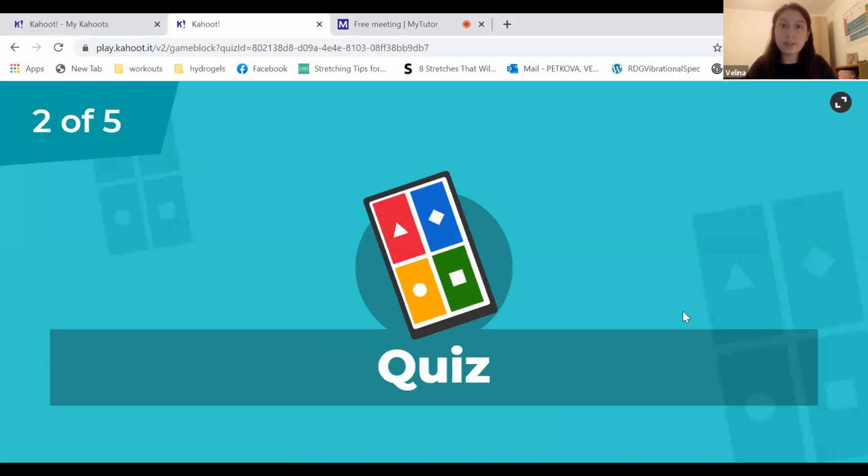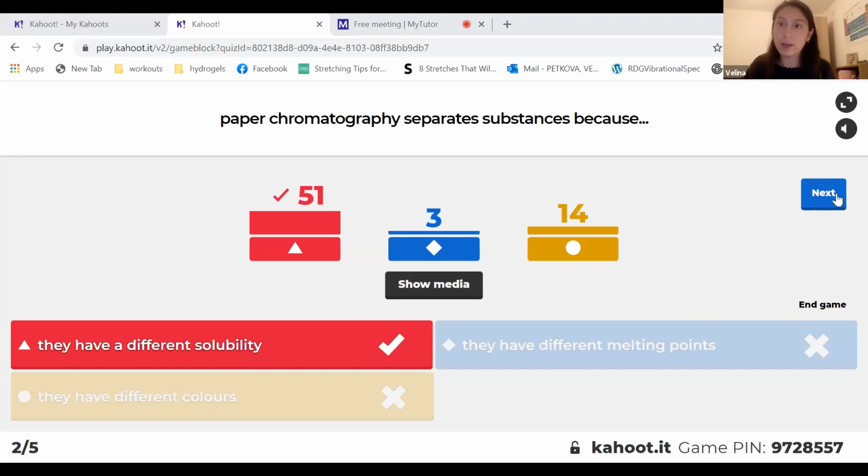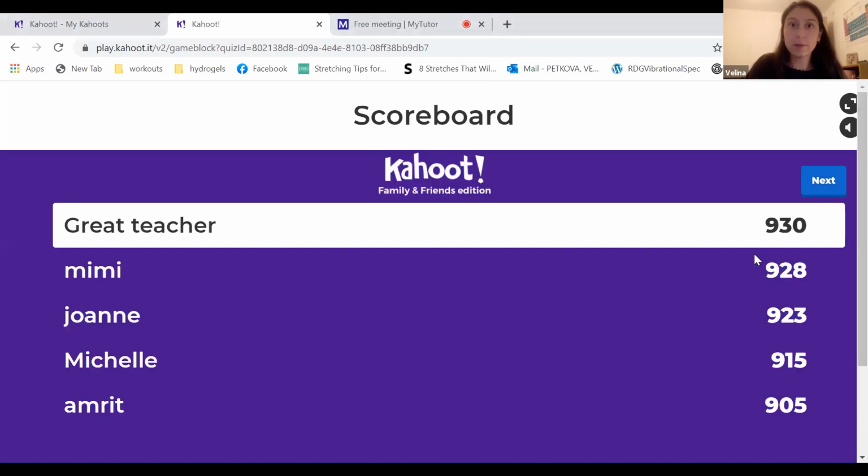Paper chromatography separates substances because they have a different solubility, they have a different melting point, or they have different colors. Okay, well done. Yeah, so it's not that they have different melting points, because that's not how we separate them, and it's not that they have different colors. Obviously, when we're separating inks, a lot of the substances do have different colors because they mix to make the final color. But yeah, it's to do with the solubility in the solvent that you're using. That's what determines it.